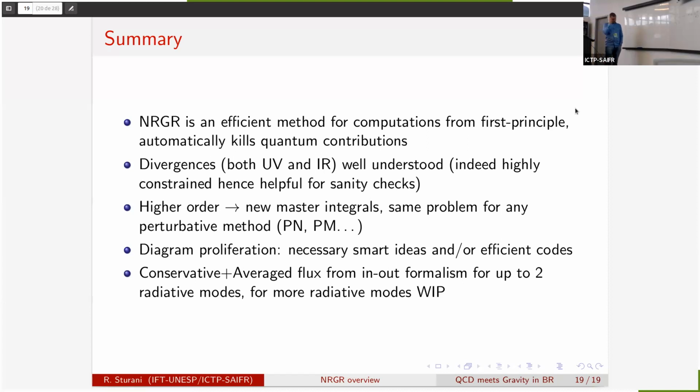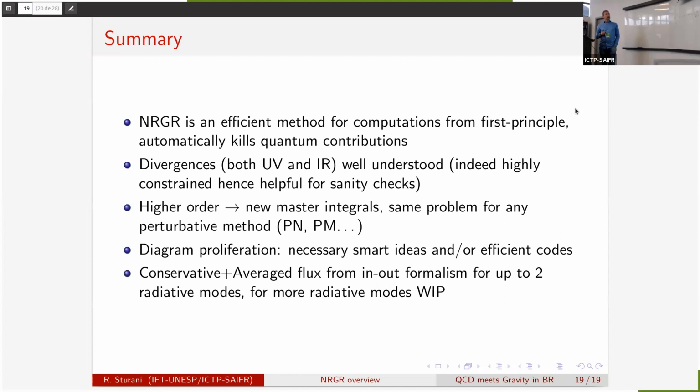So up to 5 PN, we only had one non-trivial master integral. At 6 PN, not all of them have been examined, but surely there are new master integrals. So the 6 PN has not been done completely. So there is this problem of diagram proliferation. That means that you really have to automatize things very nicely. Otherwise, you are swamped by tens of thousands of diagrams. You don't want to do it by hand.